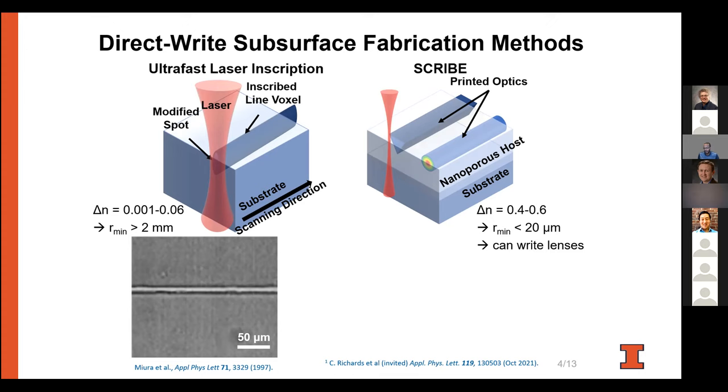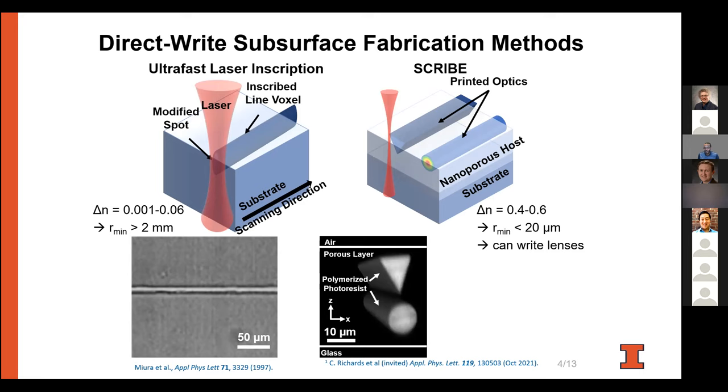We can also write lenses because with our method, the focusing is a lot tighter than what you can do with the ultrafast laser inscription because of the way that we're making these modifications. We're essentially polymerizing regions inside this nanoporous host. So this allows us to make freestanding suspended structures where we don't even need supports.